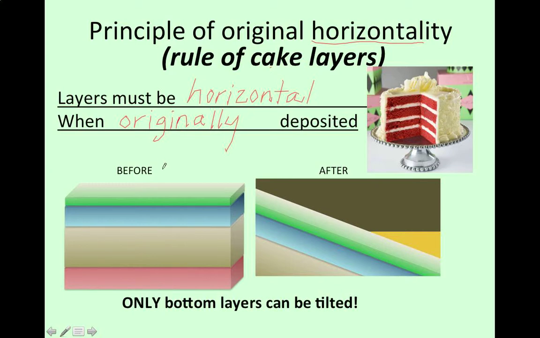So in that box there on the side, just draw a little example kind of like these. You can split it in half and do like a before and after picture. On the left, let's do a before, showing that they started out horizontal. And on the right, we can do an after, showing they got tilted sometime later. Again, the rule says they have to start horizontally. They can change after the fact, but they have to start out horizontally.